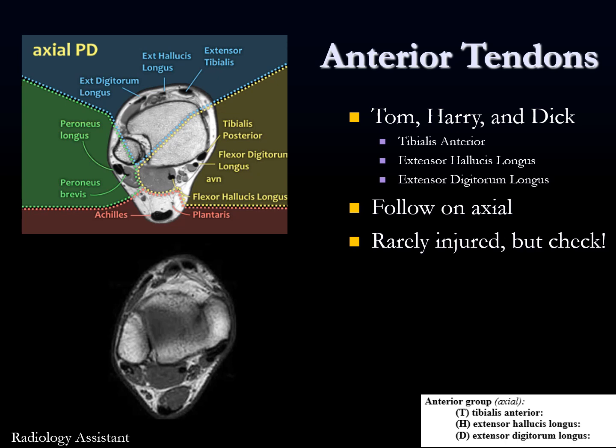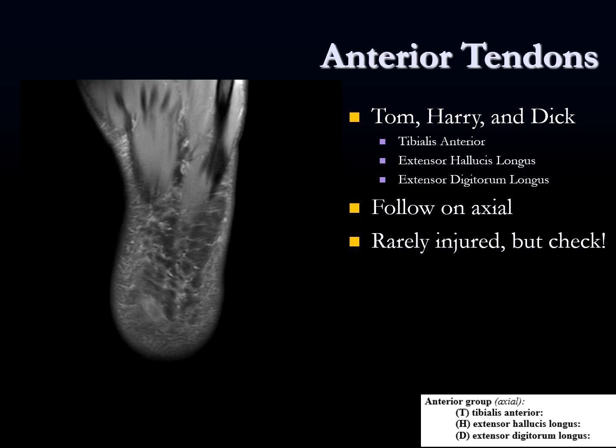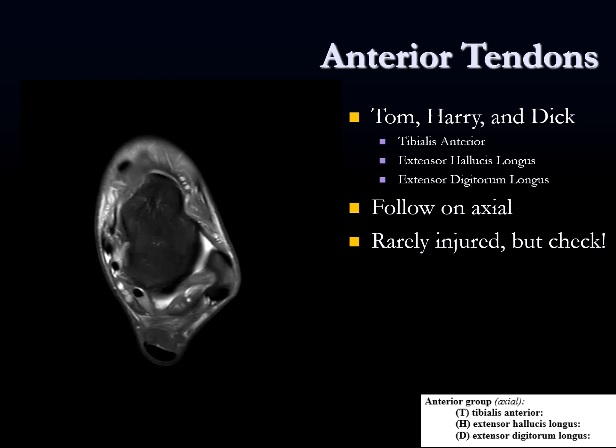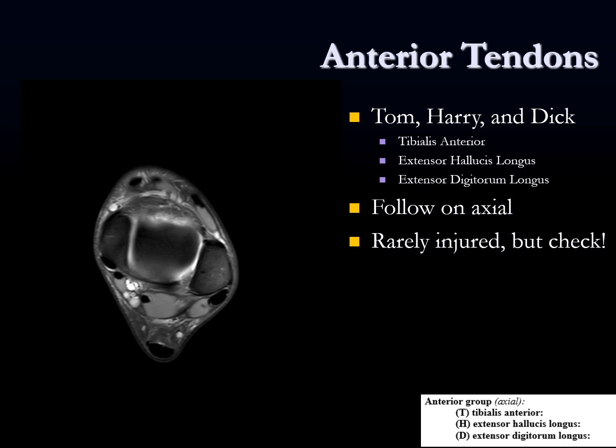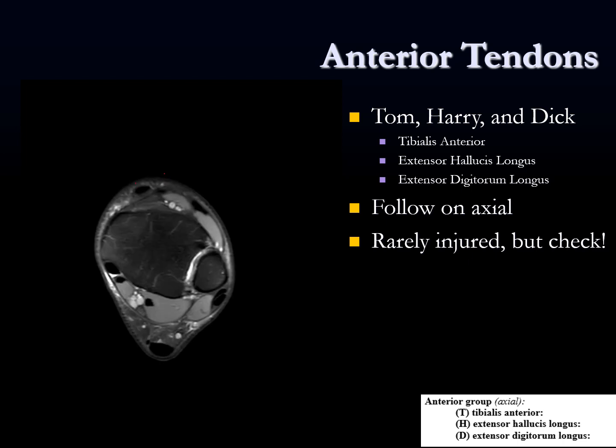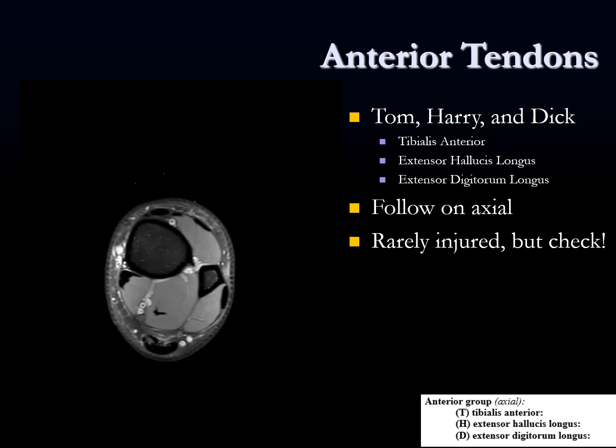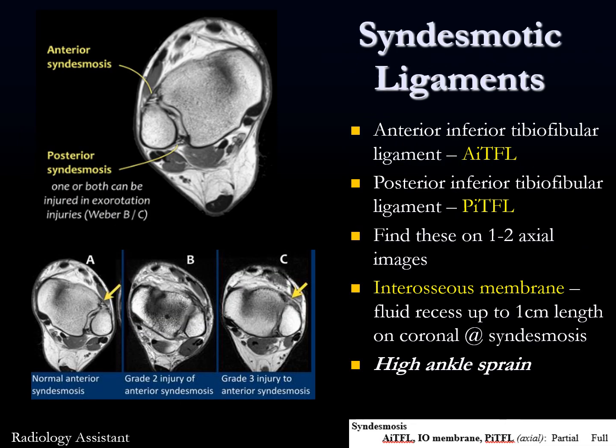The anterior tendons is Tom, Harry, and Dick. So just a slightly different order: tibialis anterior, extensor hallucis longus, extensor digitorum, shown in the blue out front here. Now it's very unusual for these to be abnormal, but certainly it can happen. So you just take a quick look, knowing that it's Tom, Harry, and Dick. So let's see if we can not miss those here. Tom, Harry, Dick would be the order on the axial plane.